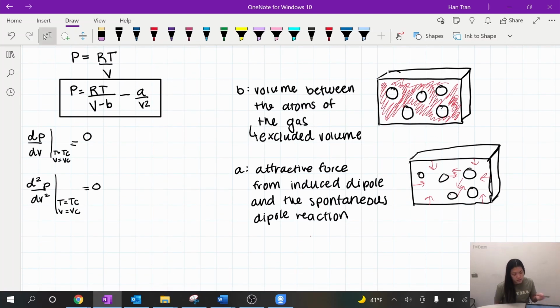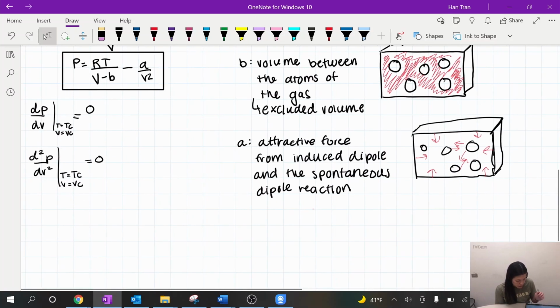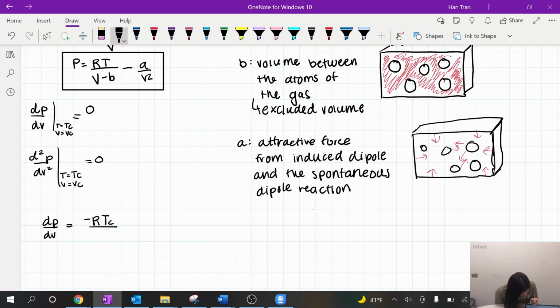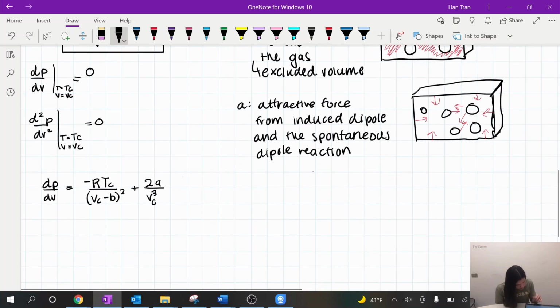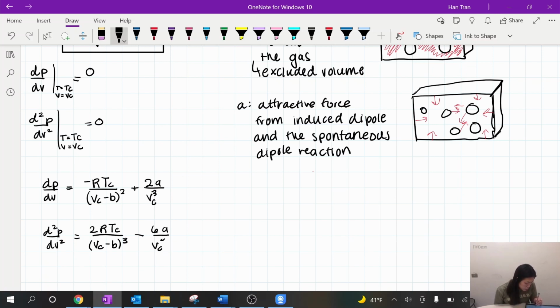So now let's just take the first derivative and the second derivative of van der Waals equation and see what we get. For the first derivative, we are going to get negative gas constant R times the critical temperature, remember, divided by the quantity of the critical specific volume minus B squared, plus 2A over the critical specific volume cubed. Now if we take the second derivative, we are going to get positive, my apologies, positive 2 gas constant R times the critical temperature divided by the quantity of the critical specific volume minus B cubed, minus 6A over the critical specific volume to the 4th power.